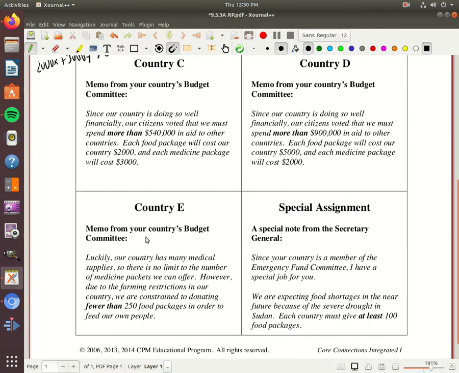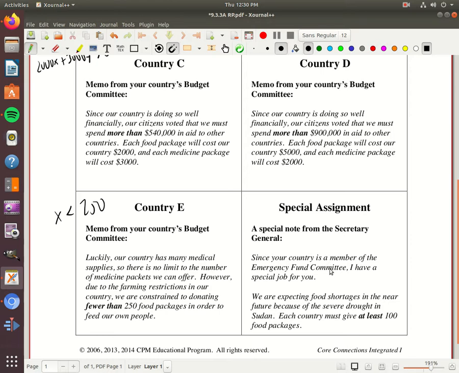And country E, luckily our country has so many medical supplies, there is no limit to the number of medicine packets we can offer. So Y doesn't matter, right? Medicine is Y, doesn't matter, but X does. However, due to farming restrictions in our country, we're constrained to donating fewer than 250 food packages. So they can't even send 250 food packages. It's 250 or less. And then finally, a general note from the Secretary General.